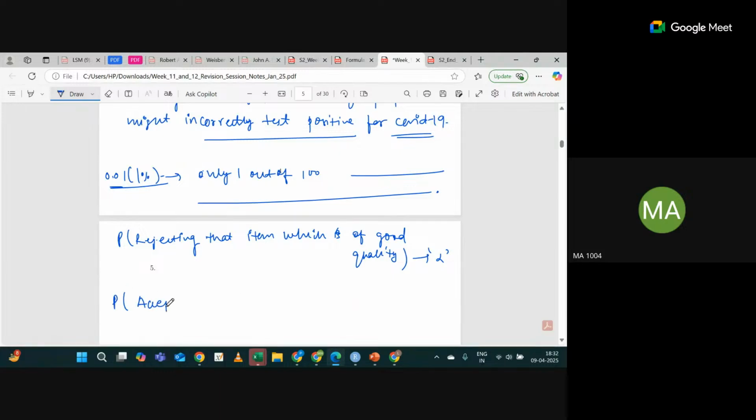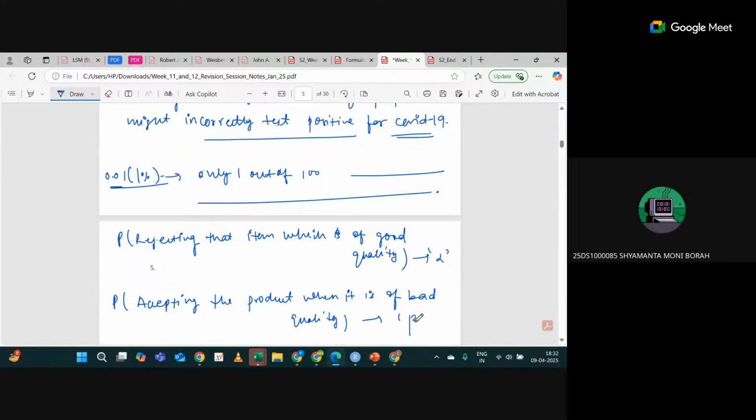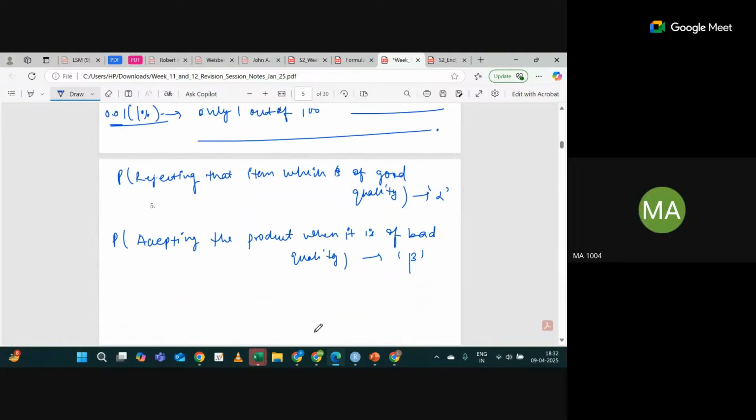Suppose I'm saying the probability of accepting the product when it is of bad quality. So this is beta, type 2 error. Suppose I'm saying the probability of rejecting the product which is of bad quality. What is this, alpha or beta? Power, 1 minus beta. Very good.